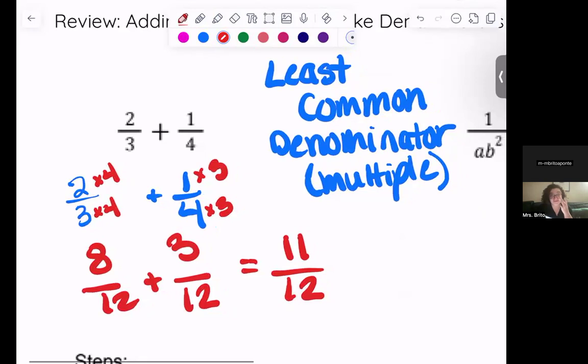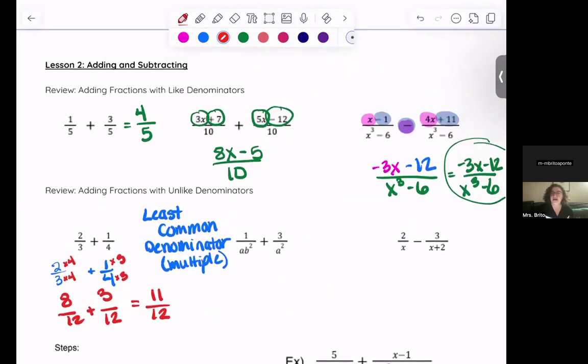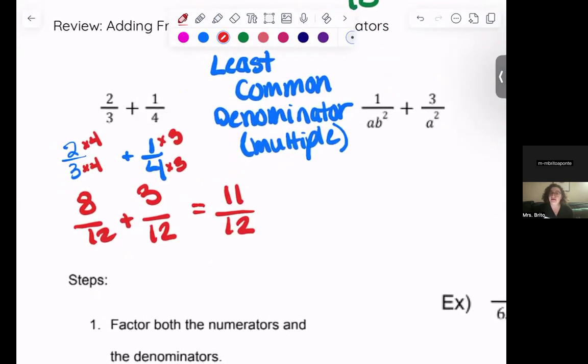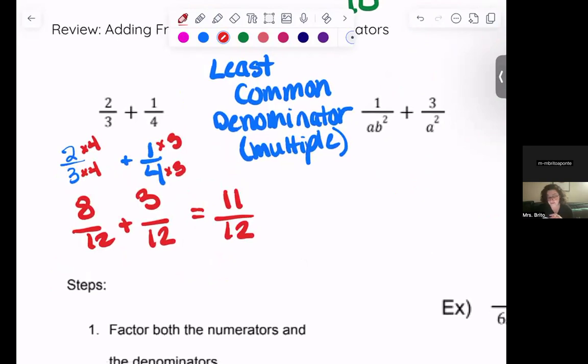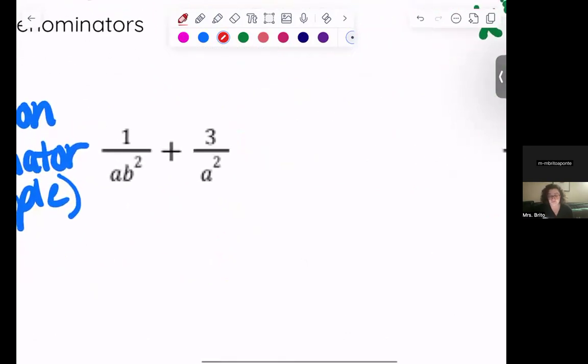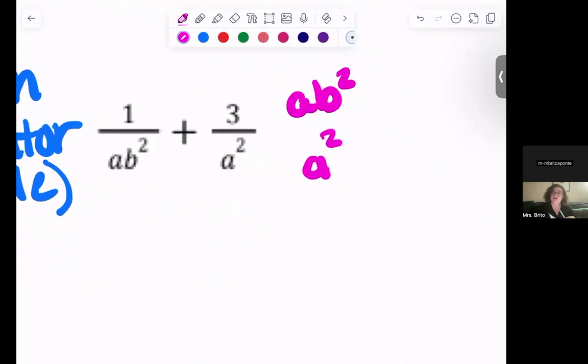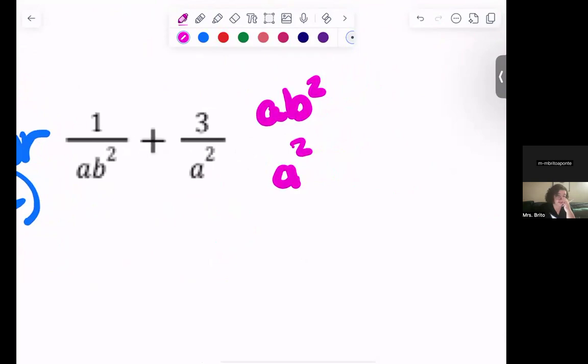we're going to take it up a notch now. So far, we have simply added like terms with common denominators. Then we took a look at having to change our denominator. What if I told you we can do the same thing with variables? Same concept. I want to have a common denominator. So I have a b squared and a squared. So what I want to look for when I have a fraction with these kinds of denominators is still look for that LCD.